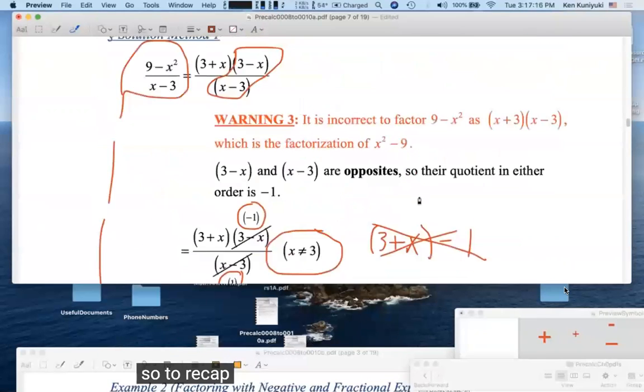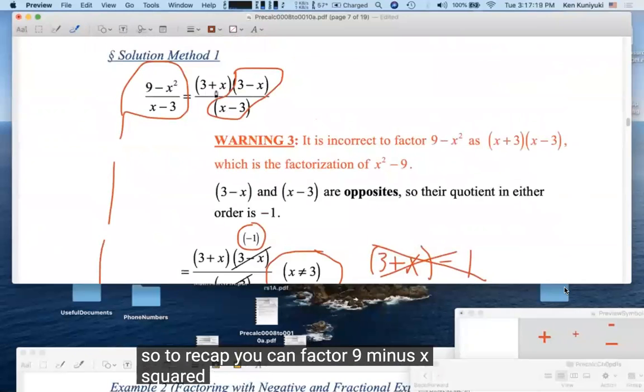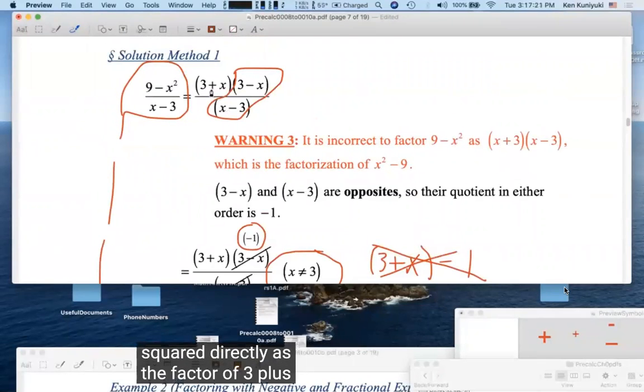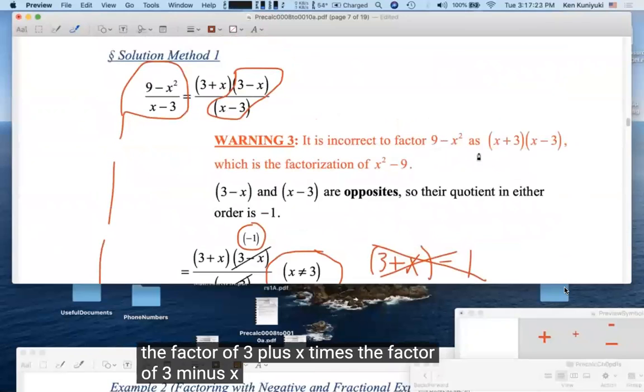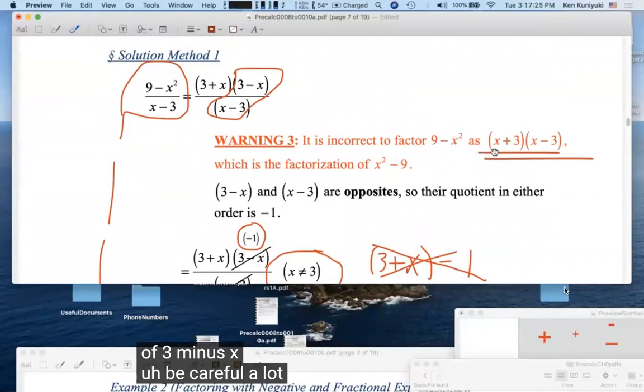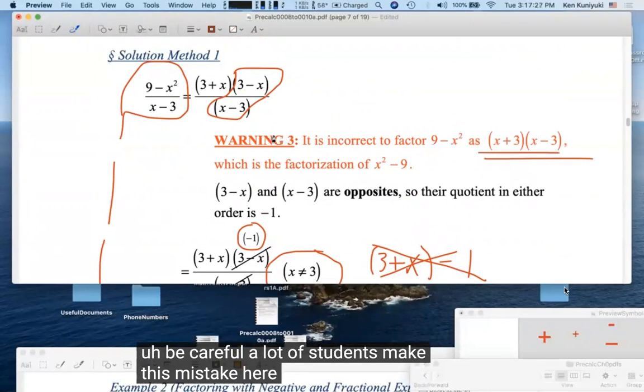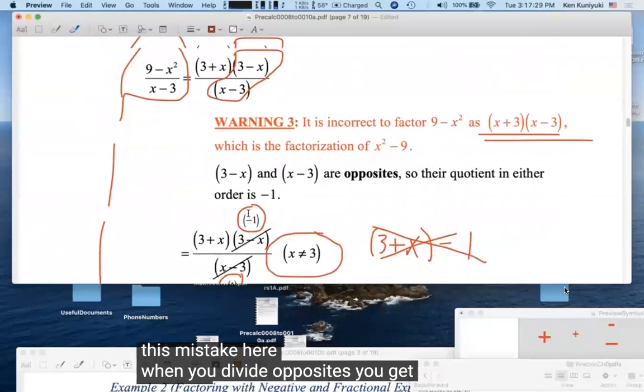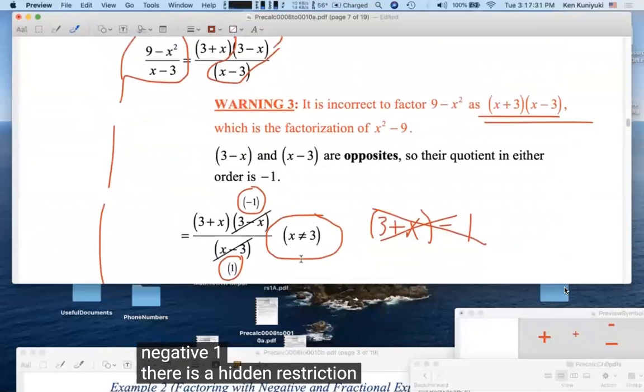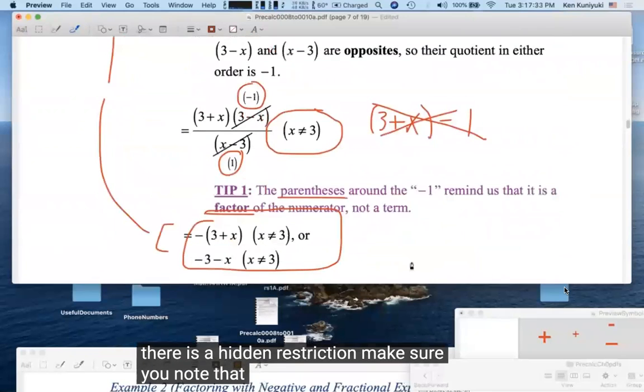So to recap, you can factor 9 minus x squared directly as the factor 3 plus x times the factor 3 minus x. Be careful. A lot of students make this mistake here. When you divide opposites, you get -1. There is a hidden restriction. Make sure you note that.